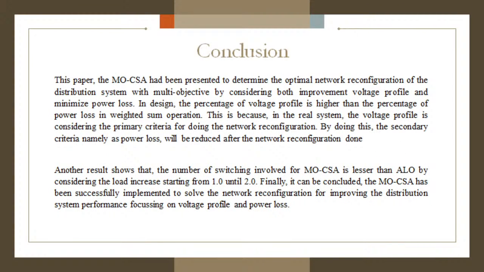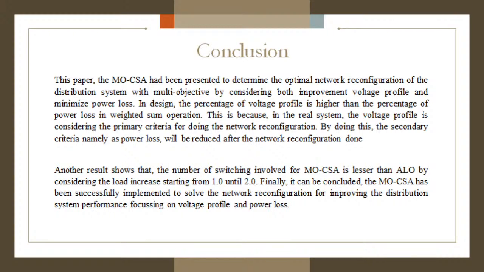In this paper, the multi-objective cuckoo search algorithm has been presented to determine the optimal network reconfiguration of the distribution system with multiple objectives, considering both improvement of voltage profile and minimization of power loss. In the design, the percentage for voltage profile is higher than the percentage for power loss in the weighted sum operation. This is because in the real system, the voltage profile is considered the primary criterion for doing network reconfiguration, and by doing this, the secondary criterion, namely power loss, will be reduced after the network reconfiguration is done.